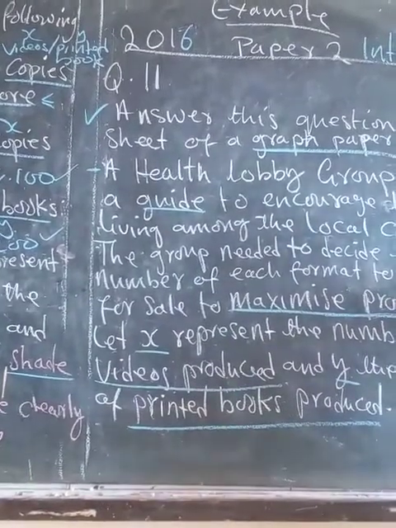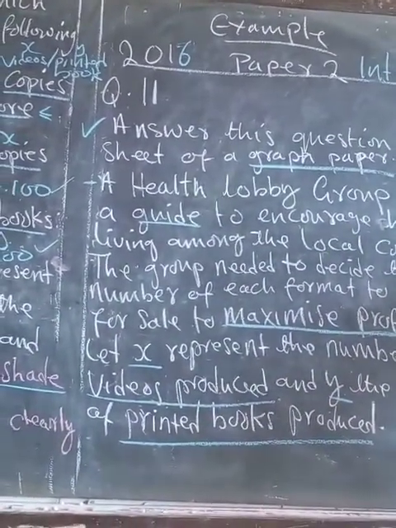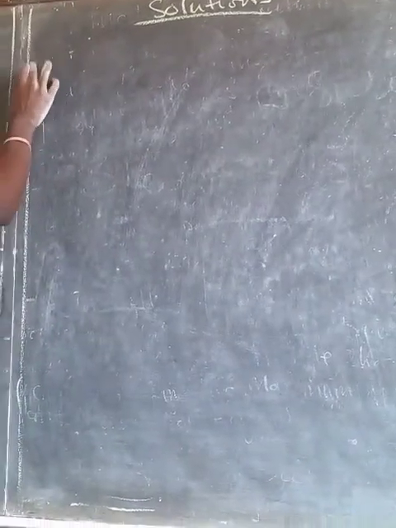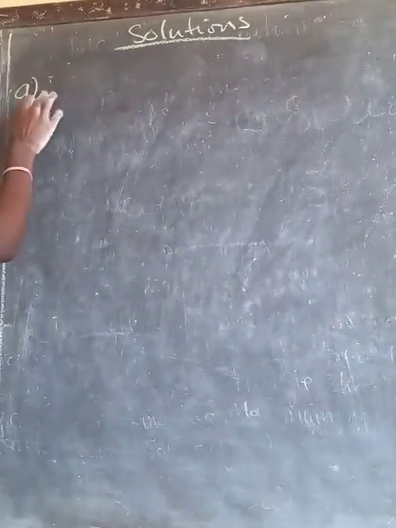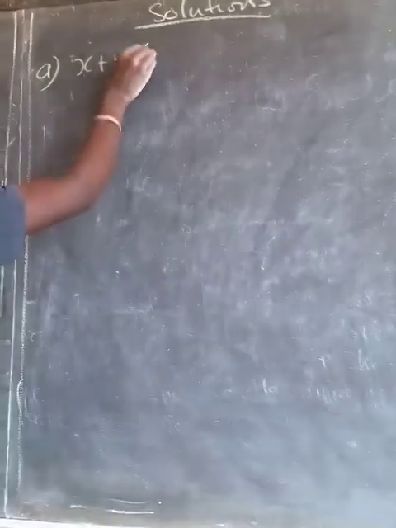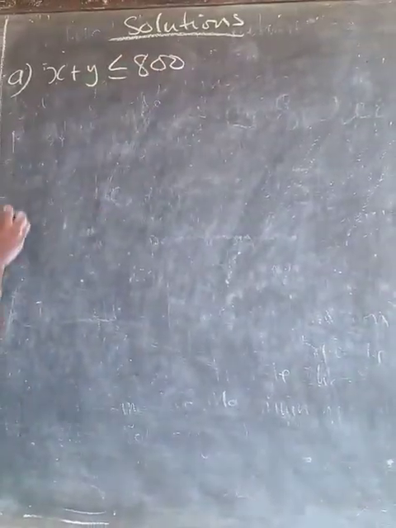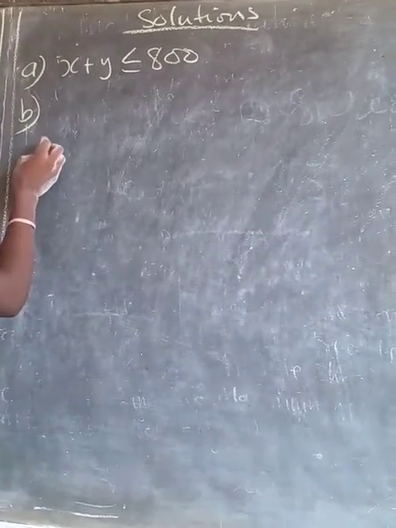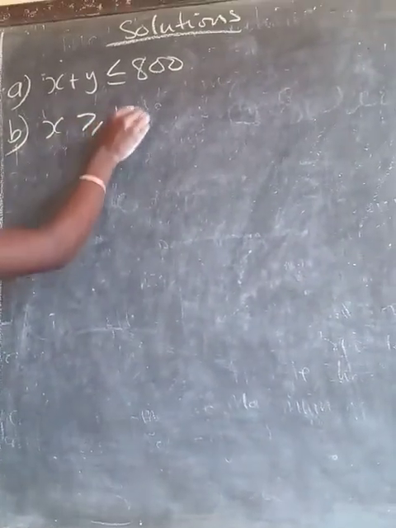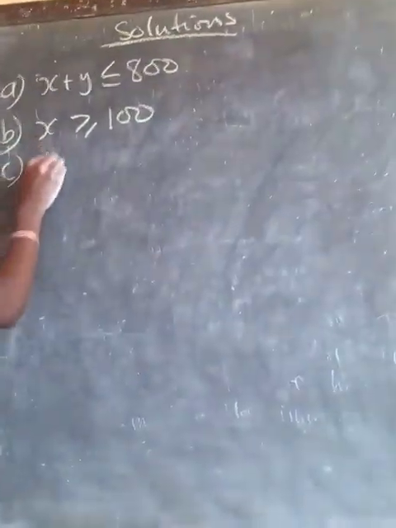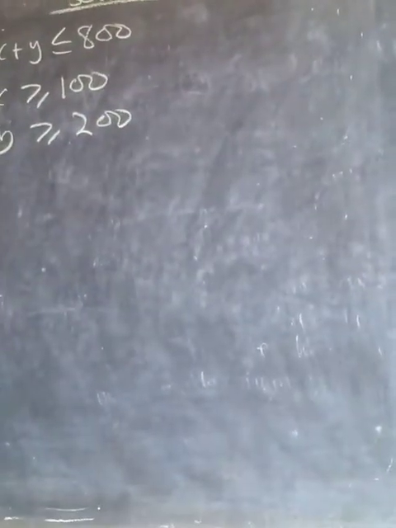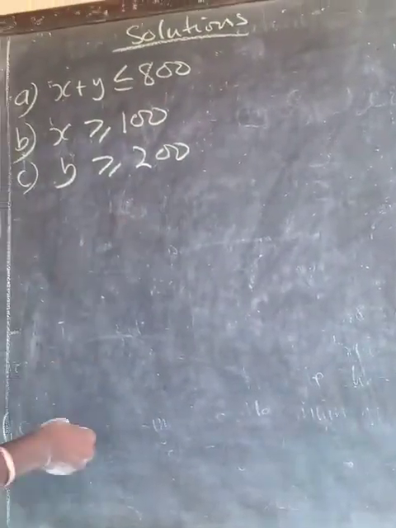Okay, so let's do it here so that you see how simple and straightforward it is. Before we draw the graph, we need to understand that the first inequality we had was x plus y, which should be less than or equal to 800. Then B, the second inequality, was simply x is greater than or equal to 100. Then C, the third inequality, was y is greater than or equal to 200. So these are the inequalities, and we are going to present them on the graph.